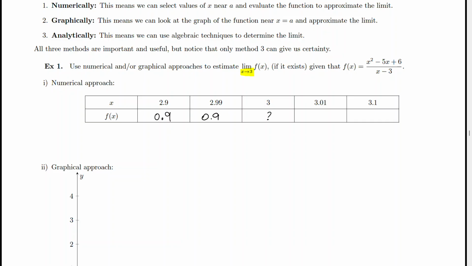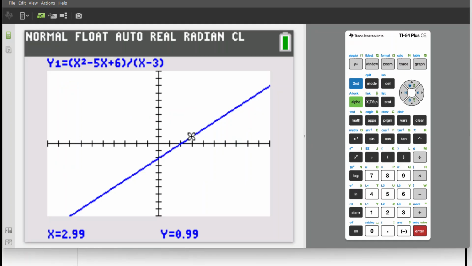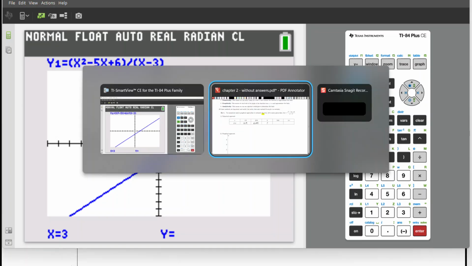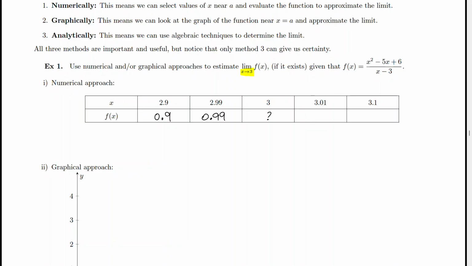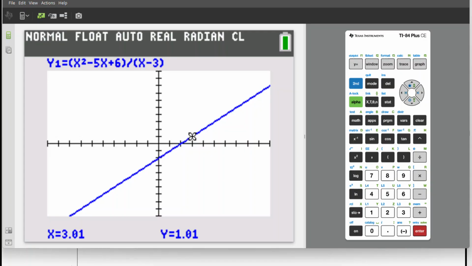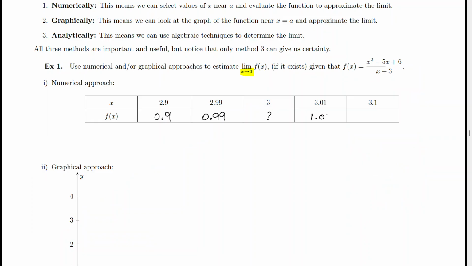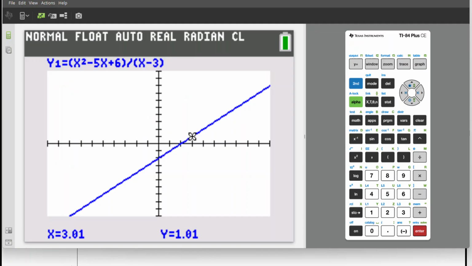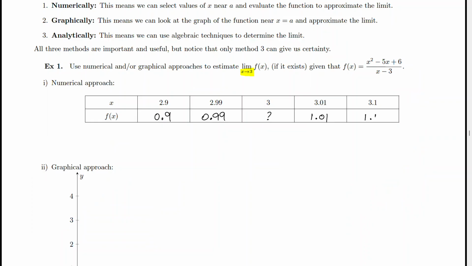Let's transfer that back to our notes. Again, at 3 we don't have an answer so far. That's why we're using limits. We need to predict, and the calculator can confirm. If I trace 3 itself, nothing happens. I don't get an answer. But what about the next number, which is 3.01? Tracing that, I get 1.01. And finally, let's do 3.1. So 3.1 is going to give us 1.1. So the last value in this table is 1.1.